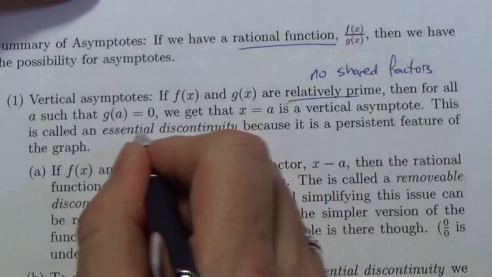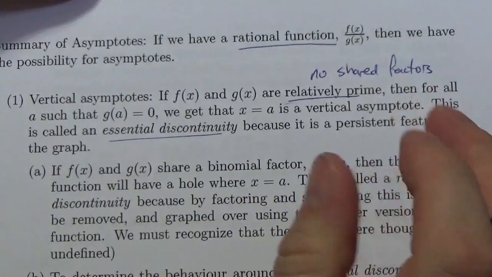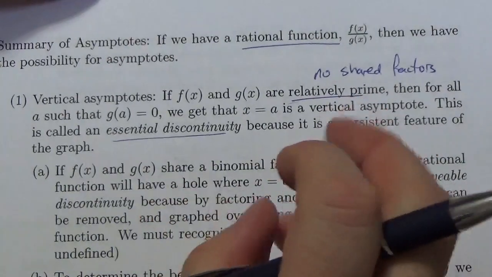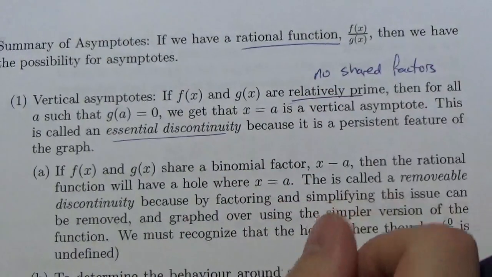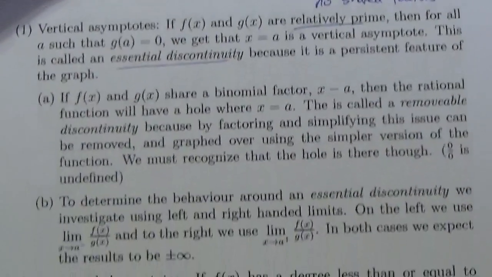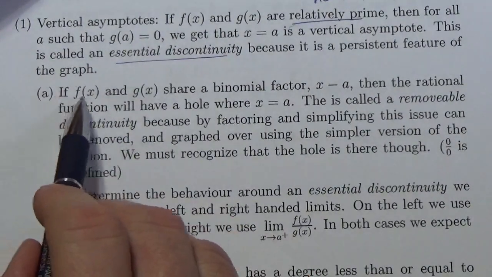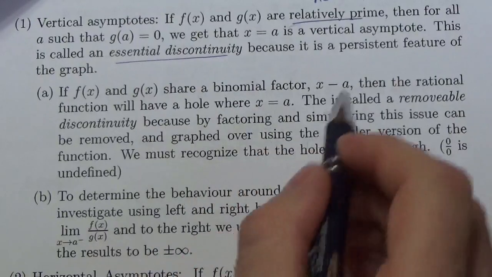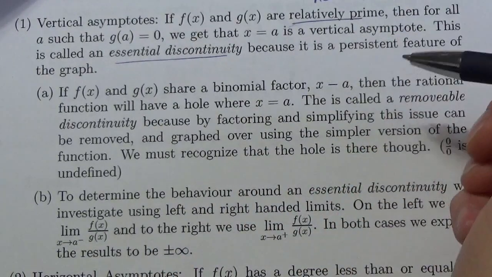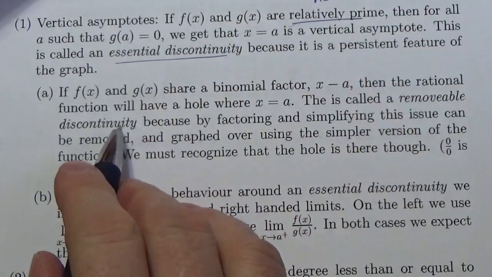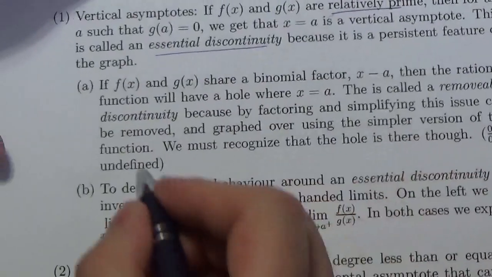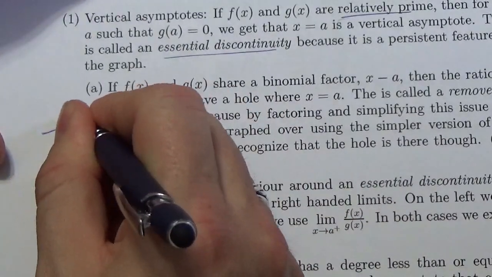Okay, this is called an essential discontinuity because it's a persistent feature of the graph. It's not something that I can just play with and get rid of. Even after simplifying, I'm still stuck with that non-permissible value. On the other hand, if f of x and g of x share a binomial factor, let's say x minus a is common to the numerator and denominator, then the rational function will have a hole at x equals a.